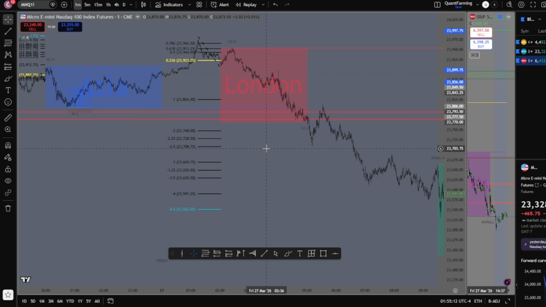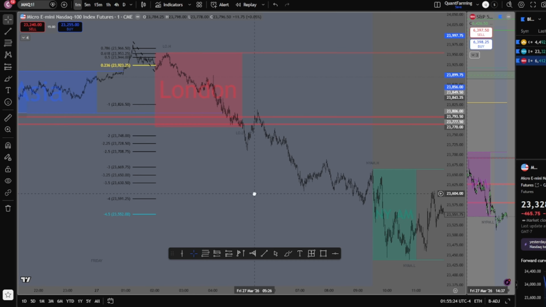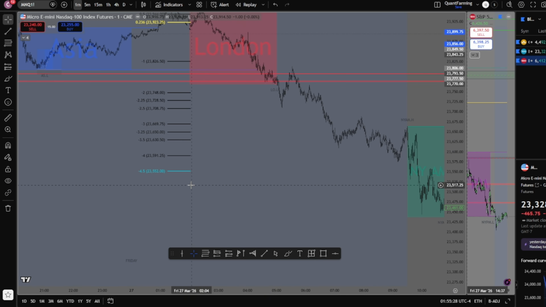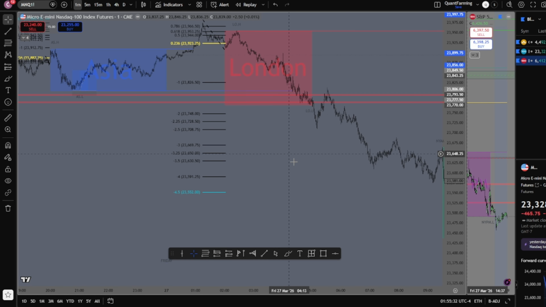And then we have -4 and -4.5. These are where it gets important. -4 and -4.5 are going to be considered your max expansion. Typically, you'll see price have a reaction in the opposite direction 90% of the time that -4 gets hit if you have a proper fib in place.